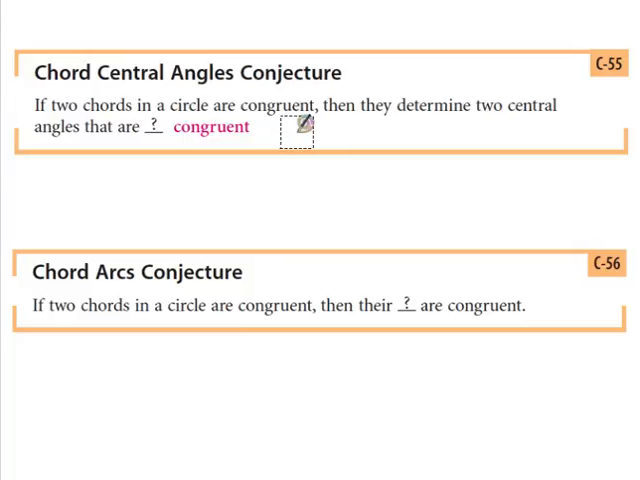So when you get that written down, you can go ahead and start writing down the chord arcs conjecture as well. And then we're going to fill in the blank on that one. So go ahead and get those two written down.